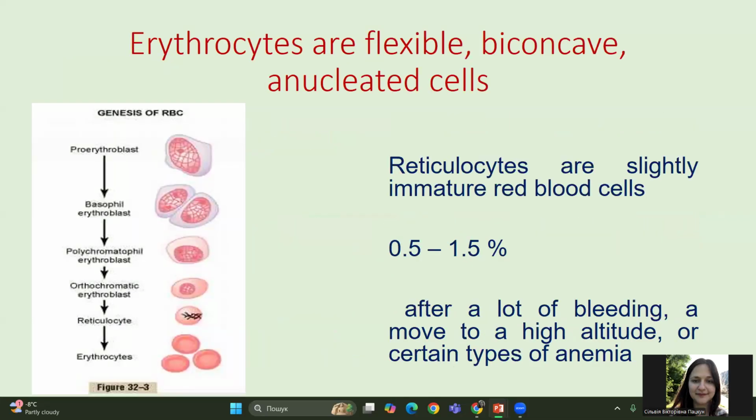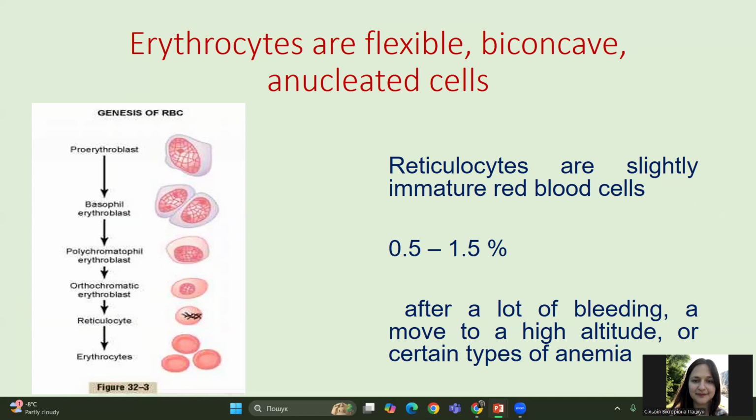So first, formed elements of the blood are erythrocytes. They are flexible biconcave anucleated cells. They are formed from proerythroblast, then basophil erythroblast is formed, then goes polychromatophil erythroblast, then orthochromatic erythroblast, and reticulocyte is the direct precursor of erythrocytes.